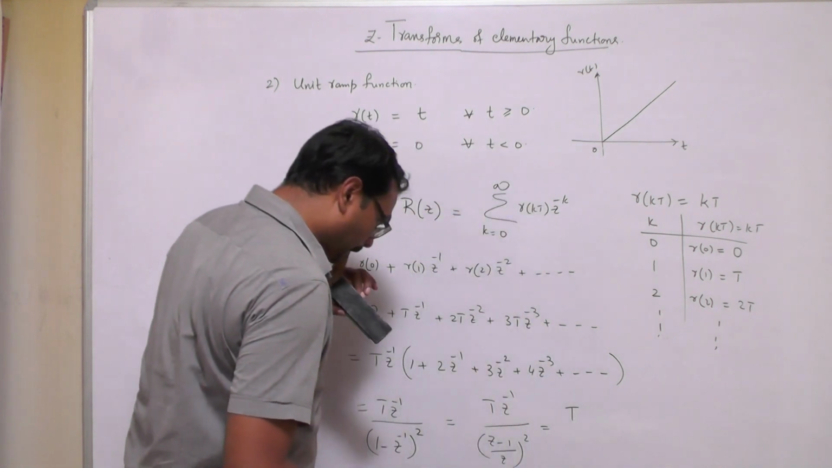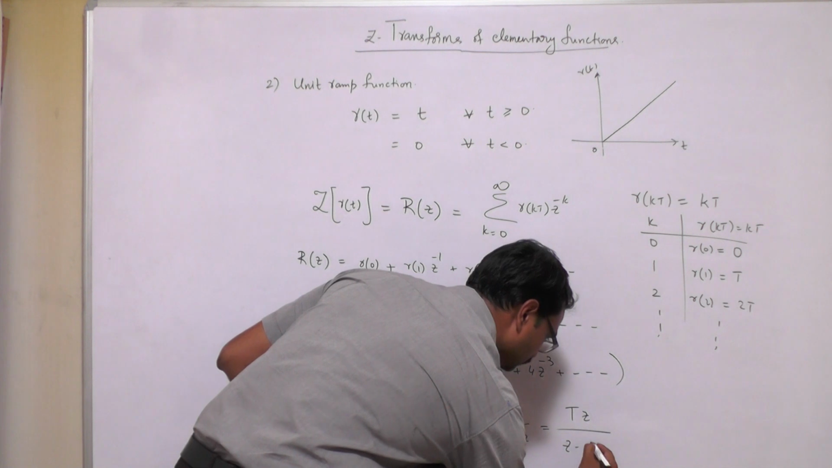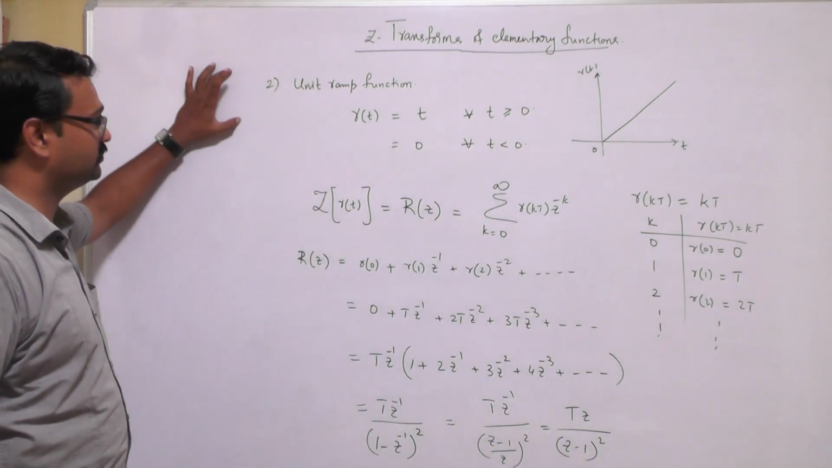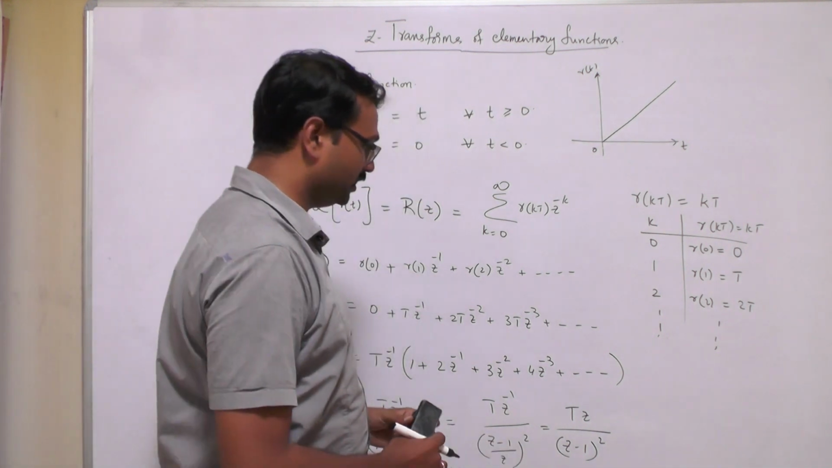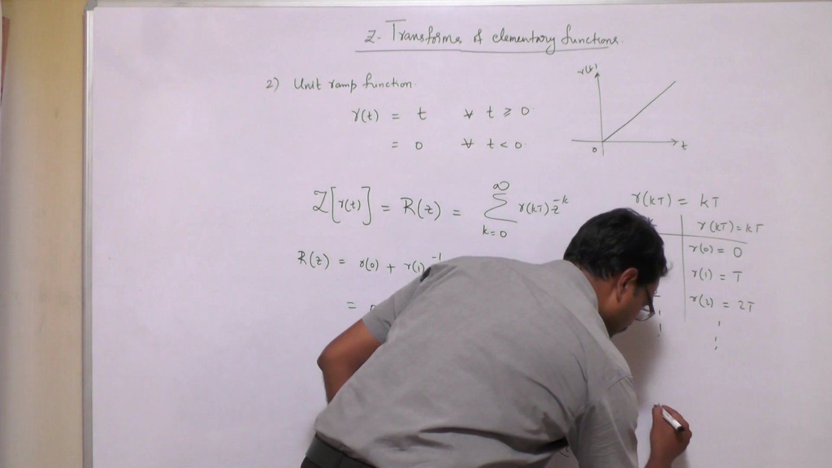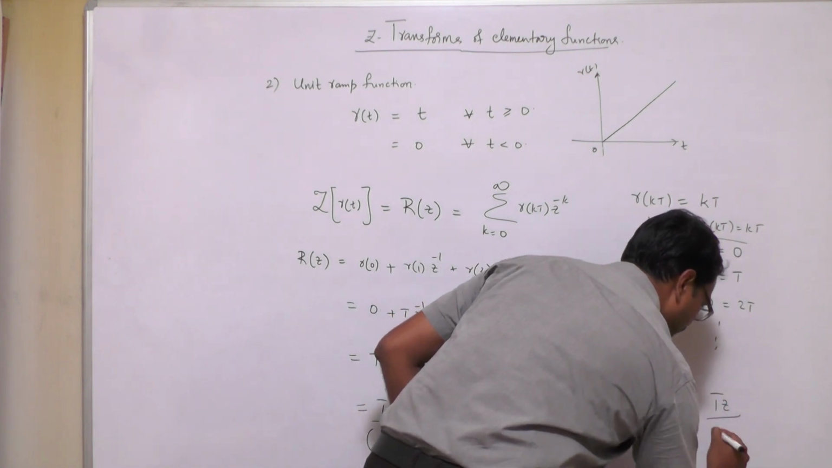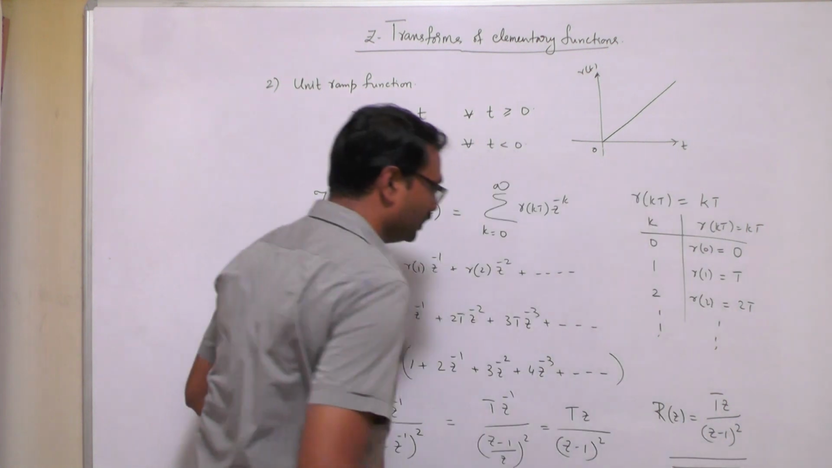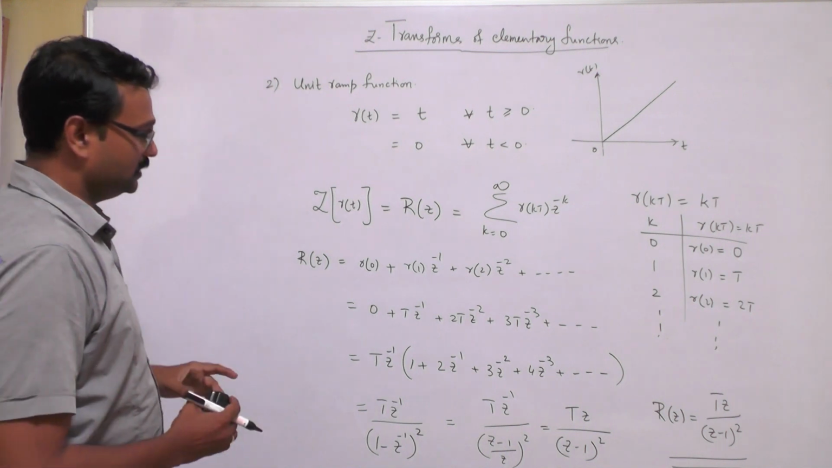Or you can say tz by z minus 1 whole squared. So the z transform of the unit ramp function is tz by z minus 1 whole squared. Now this is the z transform of the unit ramp function.